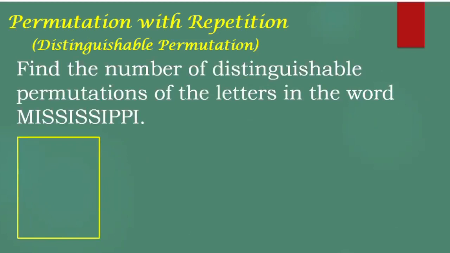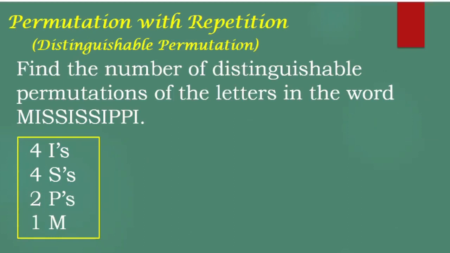You need to find the number of distinguishable permutations of the letters in the word Mississippi. First, you need to identify which letters have repetition. From the word Mississippi, the letter I repeats 4 times. And then the letter S is 4 times with repetition. And then we have 2 times P with repetition.